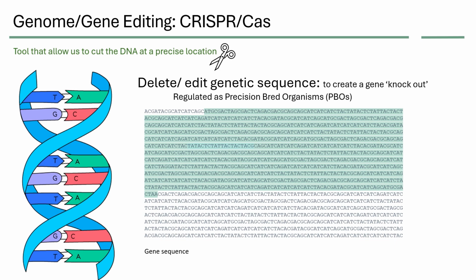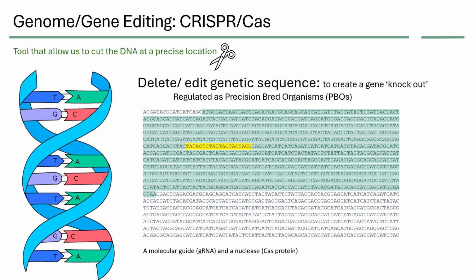This is all done on a computer at this stage. So we find the sequence that we believe controls that trait. We would then look to identify a 20 base sequence that is unique to just your gene and nowhere else within the genome. And then we'd design a molecular guide which we'd introduce into the cell, which would hunt out and search for that genetic sequence.